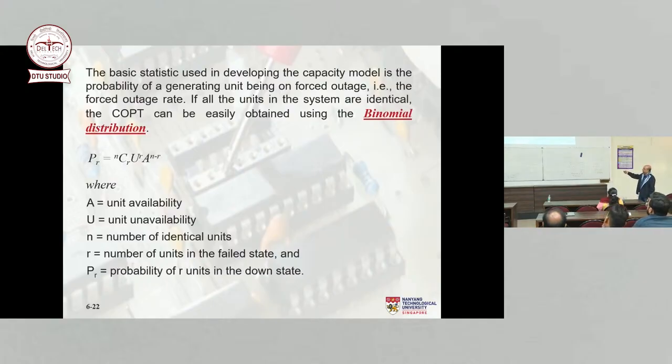And of course, we have seen the binomial distribution earlier, yesterday or before. The probability of r outcomes is equal to nCr U to the power of r, A to the power of n minus r. A is the availability, U is the unavailability, n is the number of identical units, r is the number of units in the failed state, if you define that failed state is your outcome, and Pr is the probability of r units in the down state. So using this distribution, we can find P0, P1, P2, P3, P4, etc., right?